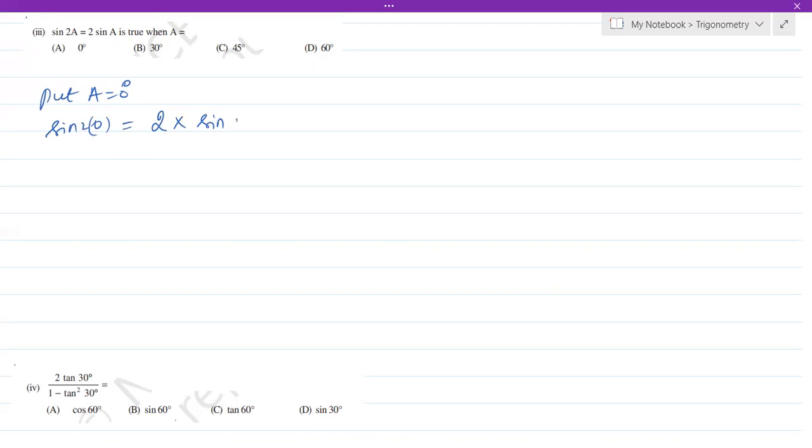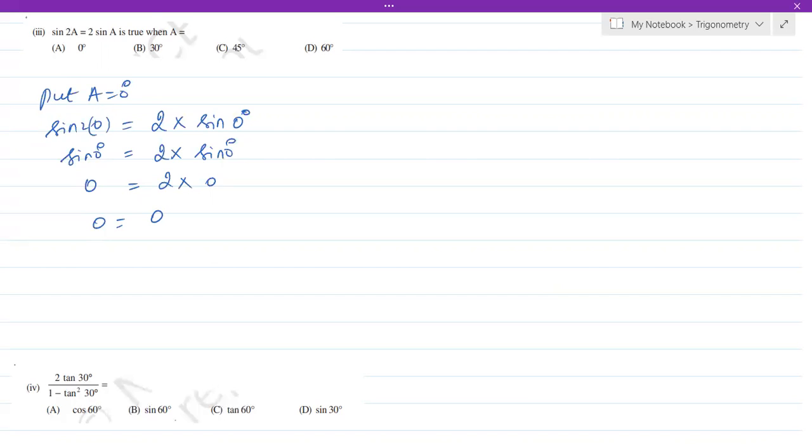Sin a value is 0, isn't it? So 2 into 0 is 0. So sin 0 degrees, 2 as it is, sin 0 degrees. Now sin 0 is 0 itself. So 0 equals 2 into 0, which is 0. 0 equals 0. So when I take a as 0, my LHS and RHS are the same.